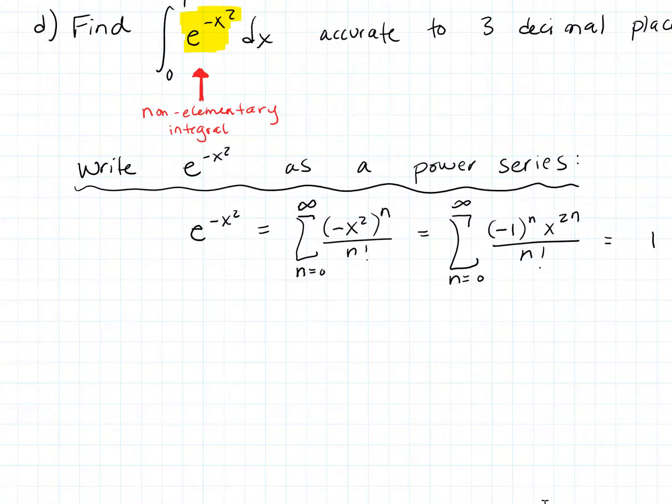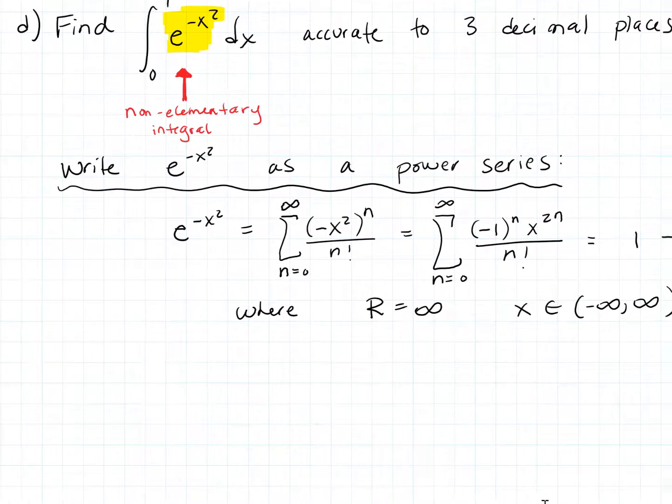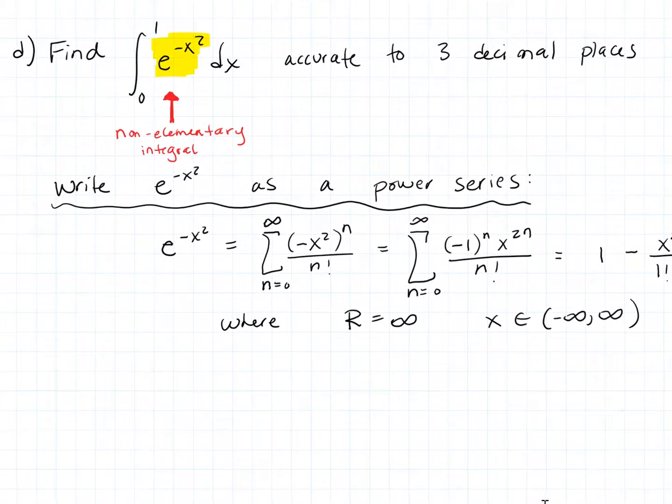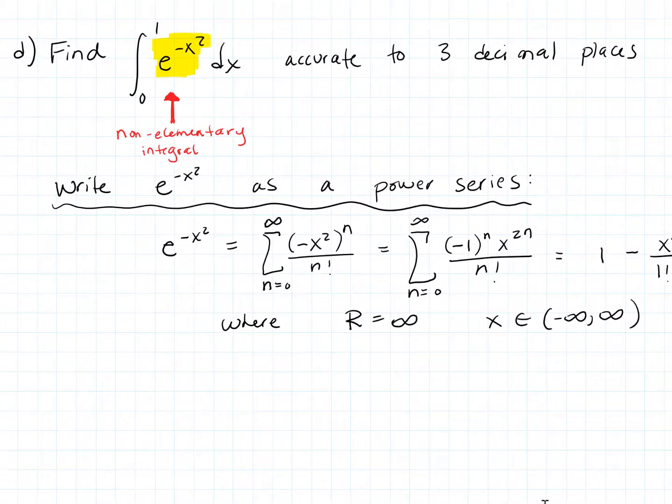Oh, real quick, I should say this. This is true where the radius of convergence is actually infinity. That means this is for all x. This is true across that entire interval. So this isn't even just going to be specific to the interval 0 to 1, which is all we're looking at here, but this is true across the entire number line.